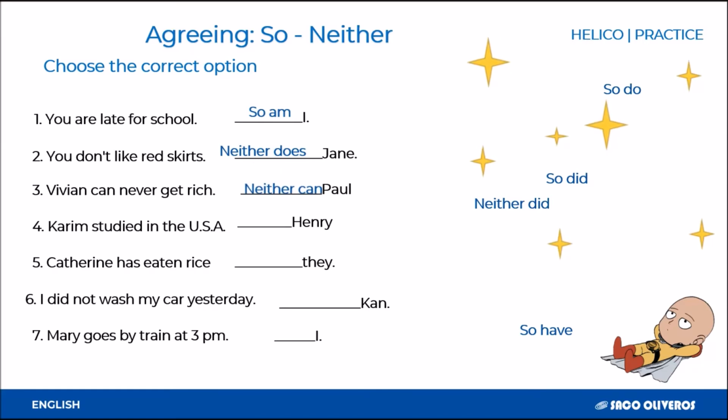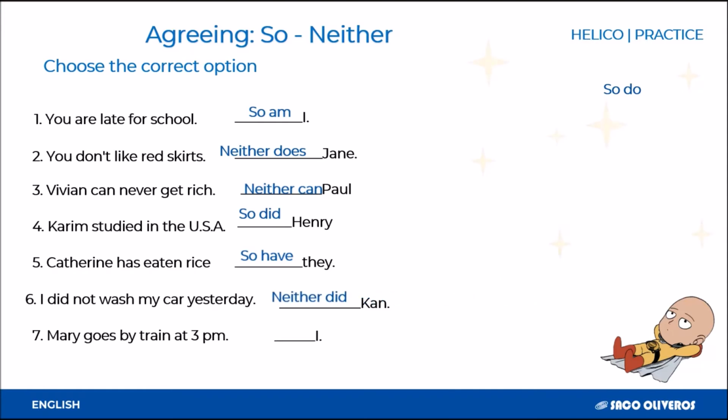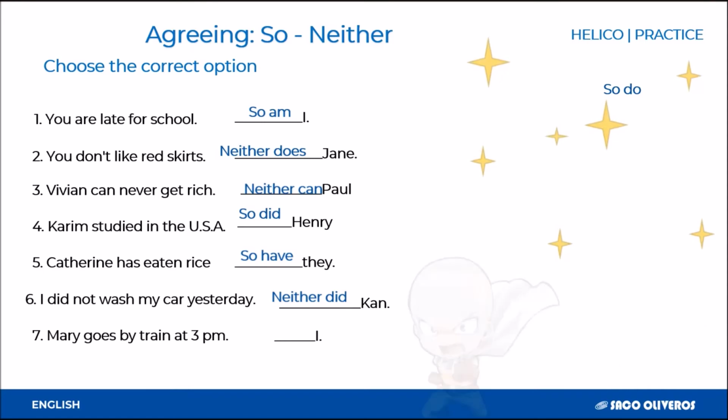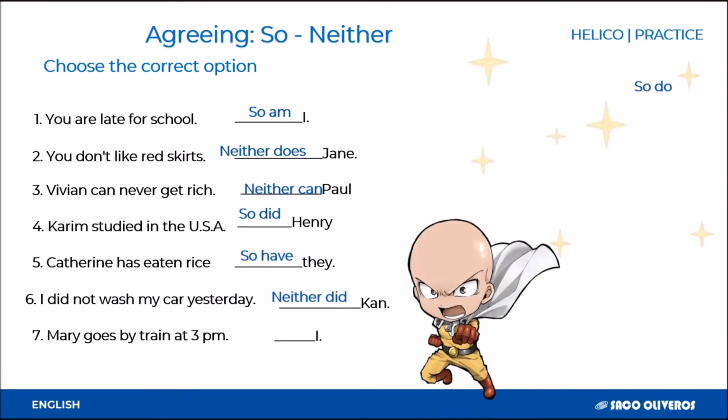Number 4. Karim studied in the USA. So did Henry. Number 5. Catherine has eaten rice. So have they. Number 6. I did not wash my car yesterday. Neither did Ken. Number 7. Mary goes by train at 3 p.m. So do I.